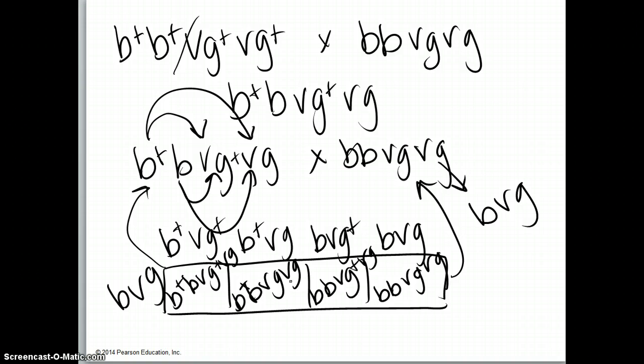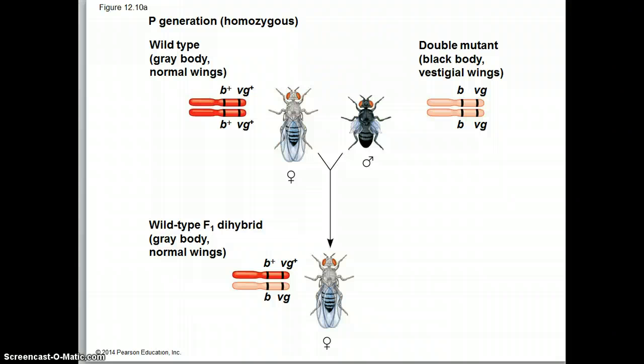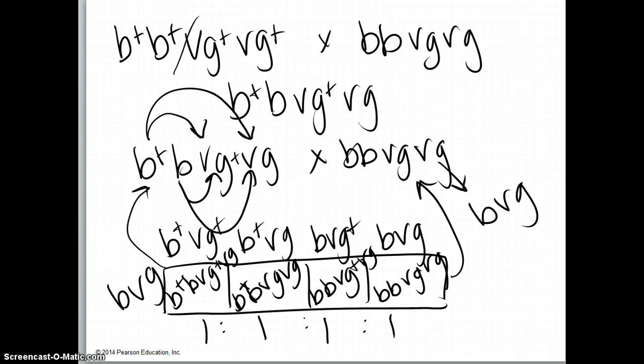If these traits were on different chromosomes, I would see a 1 to 1 to 1 to 1 ratio. Okay, just like how we've been doing normally in class. What's really interesting is that when scientists first discovered linked genes, they saw something a little bit different. So I'd have my gray body, normal wings parent, cross it with my homozygous recessive parent, black body, vestigial wings. I'm going to get that heterozygous individual. Same thing I got here.